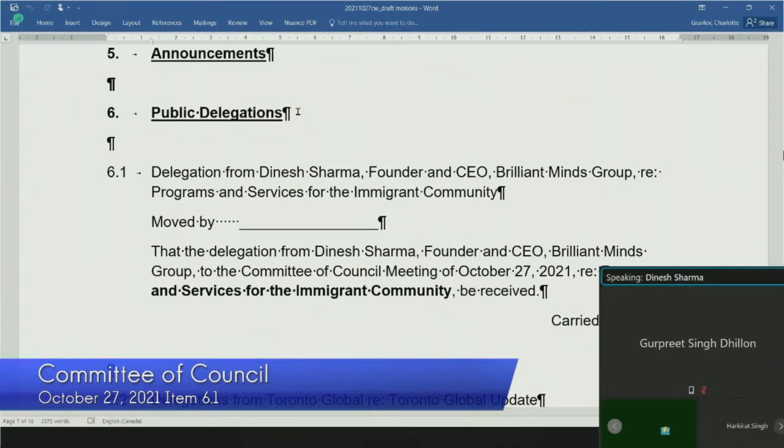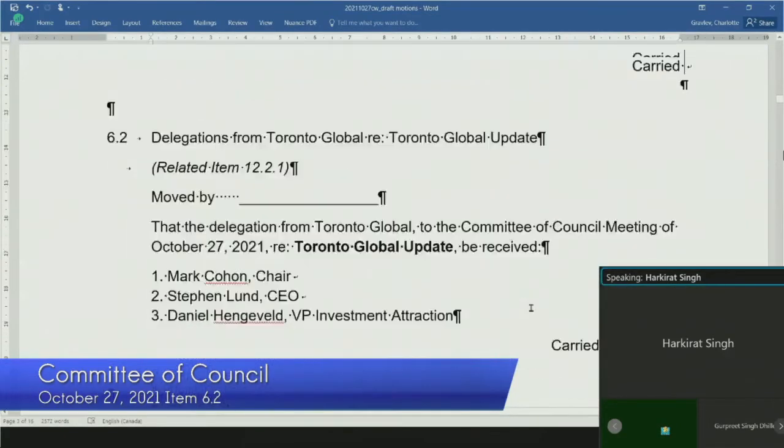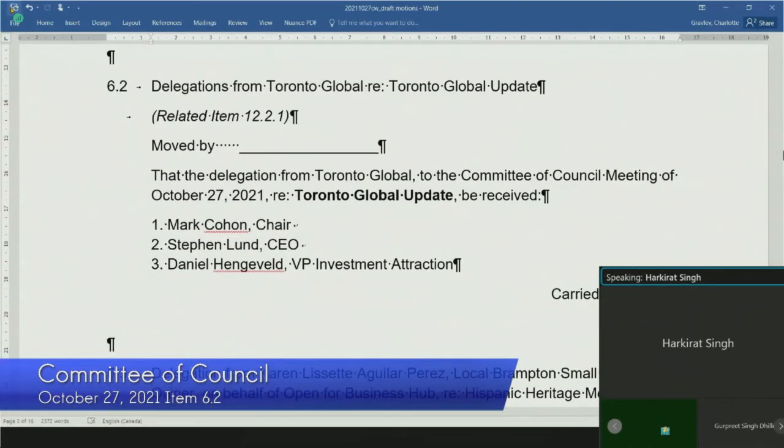I have a motion moved by Councillor Williams to receive the delegation. Is there anyone opposed to this motion? Otherwise, your vote will count in the affirmative. Hearing and seeing none, thank you. The motion carries. Moving on to Delegation 6.2 from Toronto Global regarding Toronto Global update.